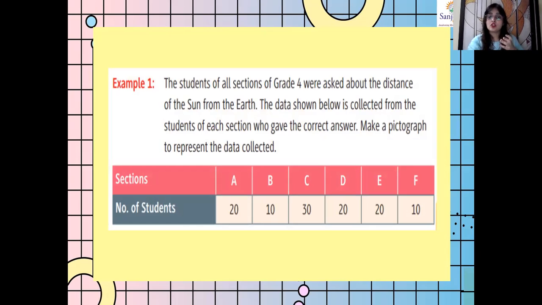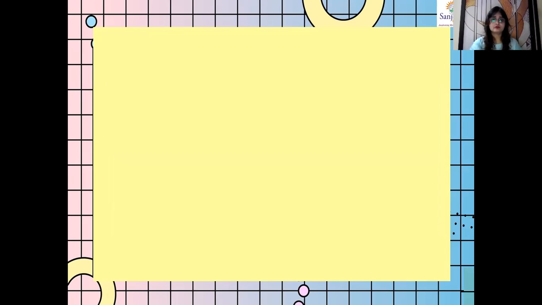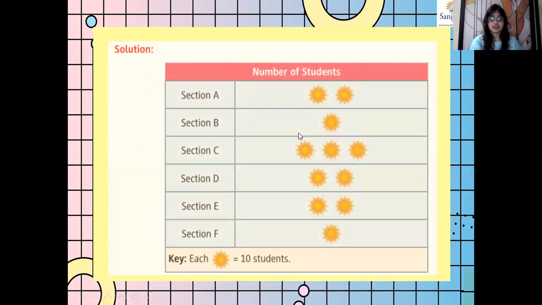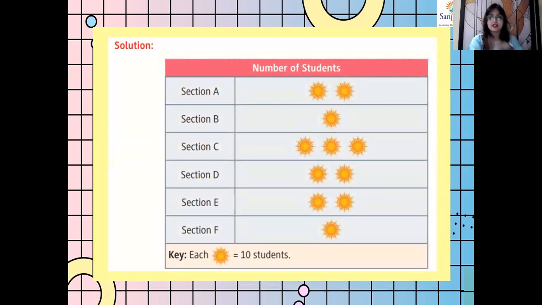The data shown below is collected from the students that they have been asked about the distance of the sun from the earth. So now this table shows how many students from section A have given their response, from B, from C, and so on. So from A, 20 students, B, 10 students, C, 30 students, D, 20 students, E, 20 students, F, 10 students. Okay. Now pay attention here. You have to form a pictograph.